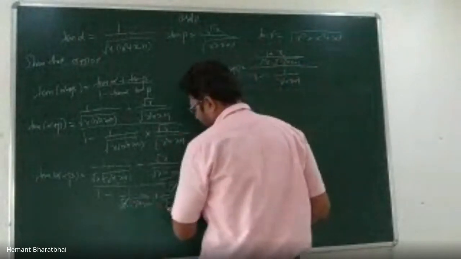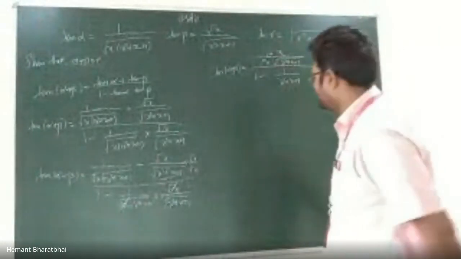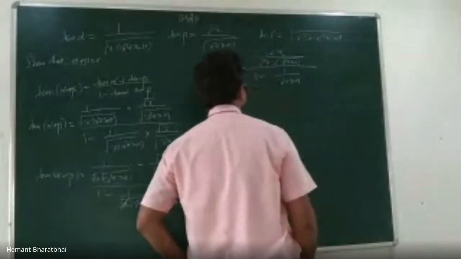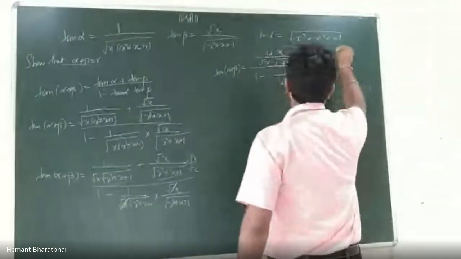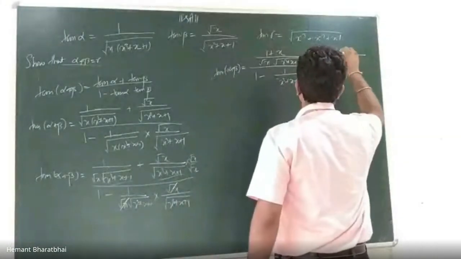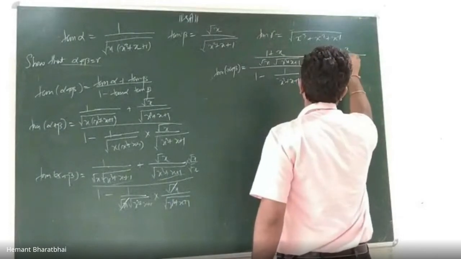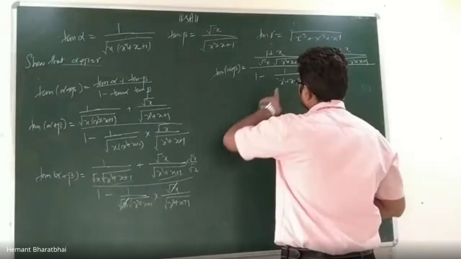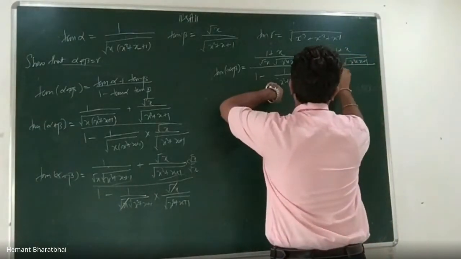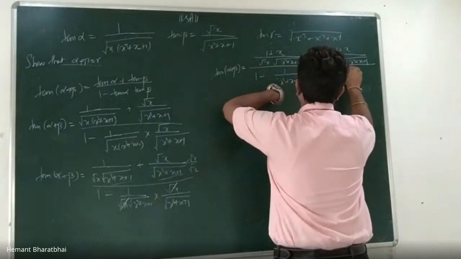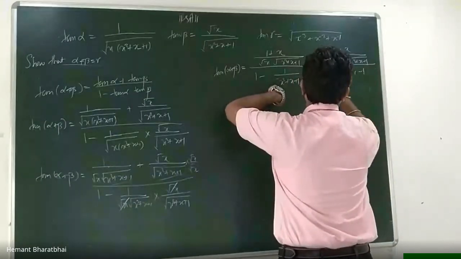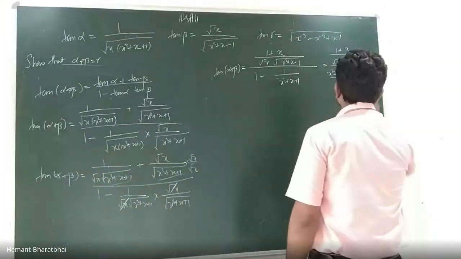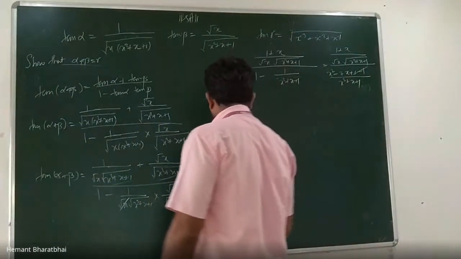Because this is root and this is root, so root into root, the square root will get cancelled. So I will get 1 upon x square plus x plus 1. This I will get 1 upon 1 plus x upon root x into root of x square plus x plus 1, whole upon, here I'll equalize the denominator, so I get x square plus x plus 1 minus 1, the whole upon x square plus x plus 1. Here plus 1 and minus 1 get cancelled.